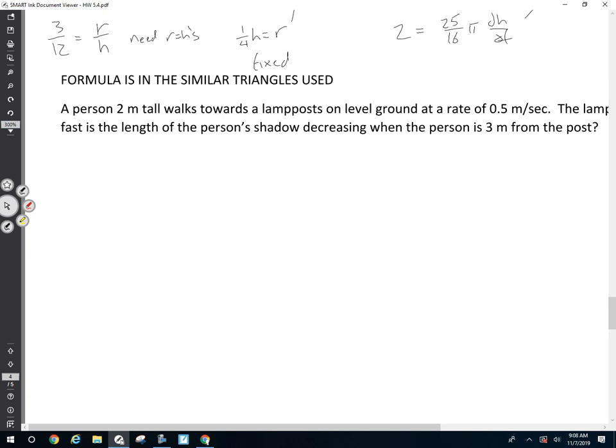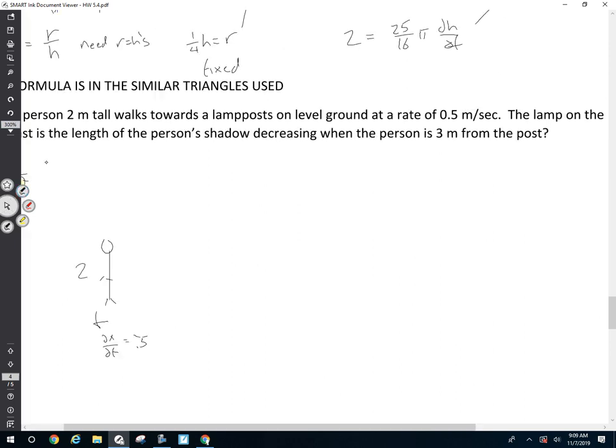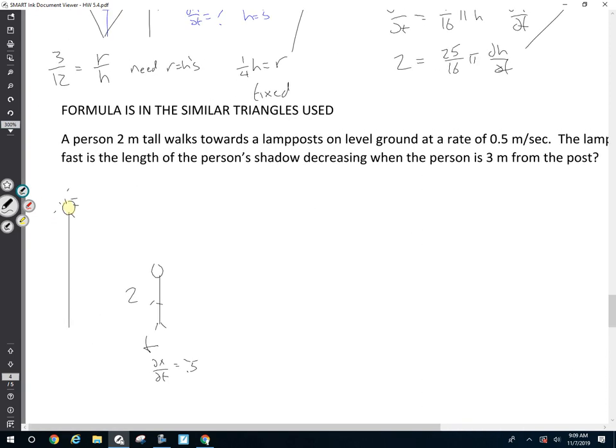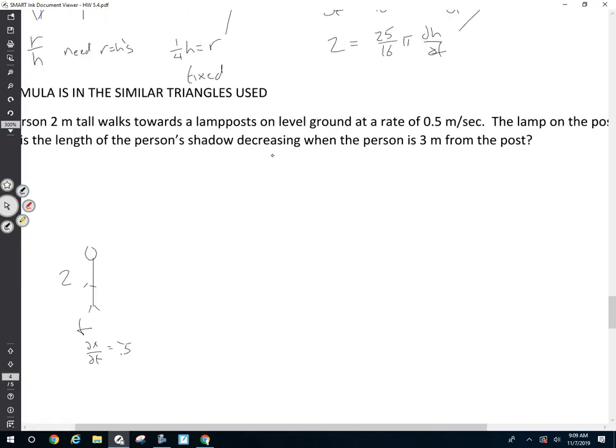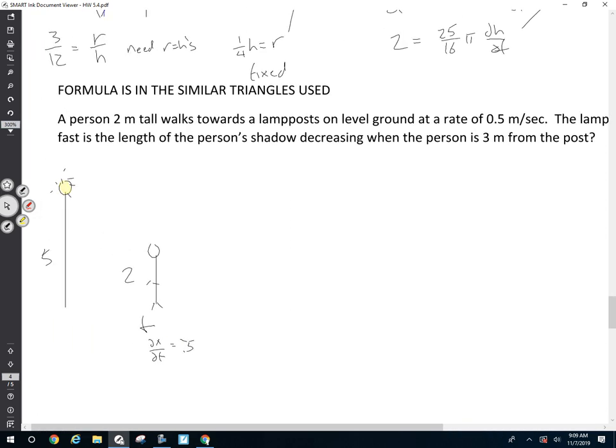Formulas in the similar triangles being used. So we got a classic lamppost problem. We got a person who's 2 meters tall. There's my guy. He's 2 meters tall. He's walking towards the lamppost. Here's a lamppost. The lamppost and the person look very similar, but this is a lamppost. It's got light coming out of it. Person's walking towards the lamppost at a rate of 0.5 meters per second. I'm going to say that's negative because I'm going towards this lamppost. Lamp on the post is 5 meters tall. How fast is the length of the person's shadow decreasing?